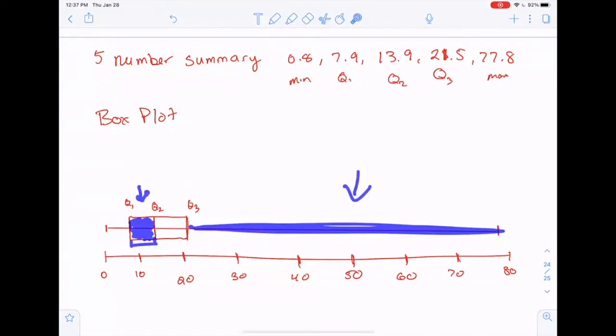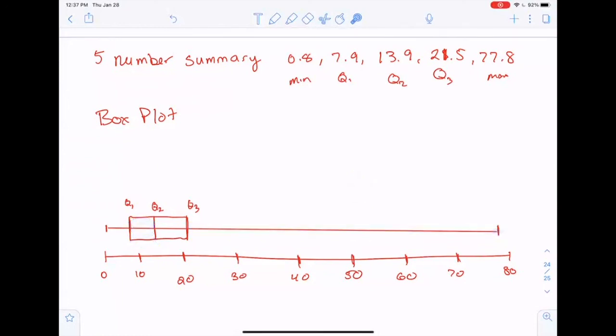Same amount of data points, but it's spread out much more over here than over here. And so again, with this 5-number summary, although we lose some of the precision because we only have 5 data points, we get a nice presentation. It tells us exactly how spread out our data values are.